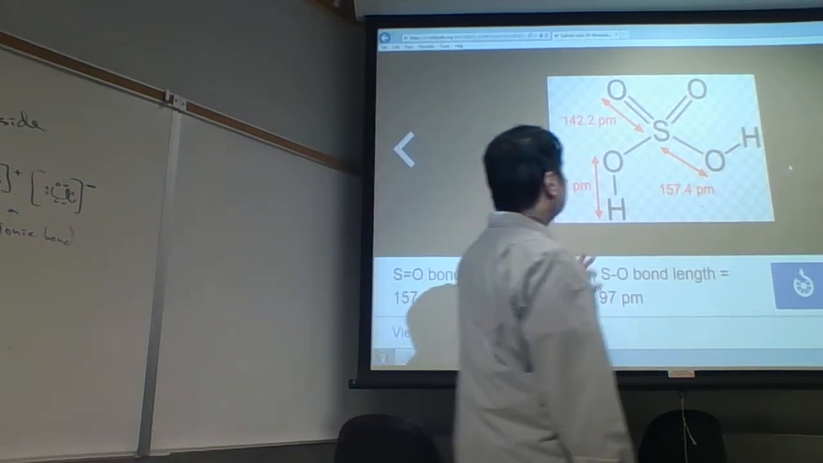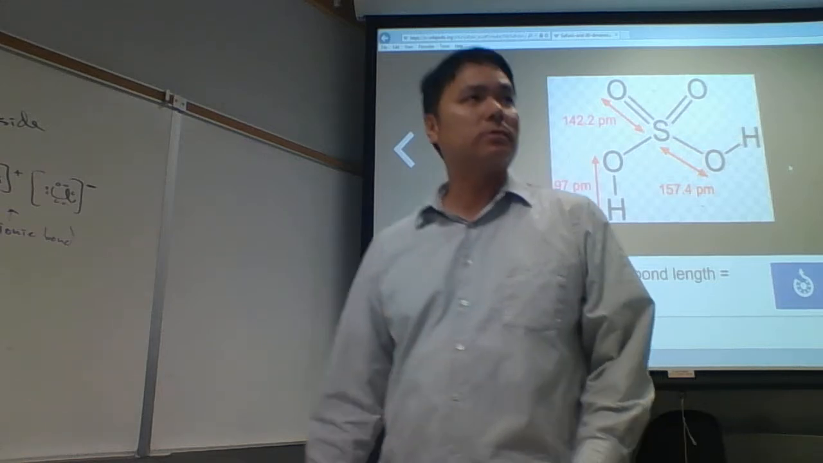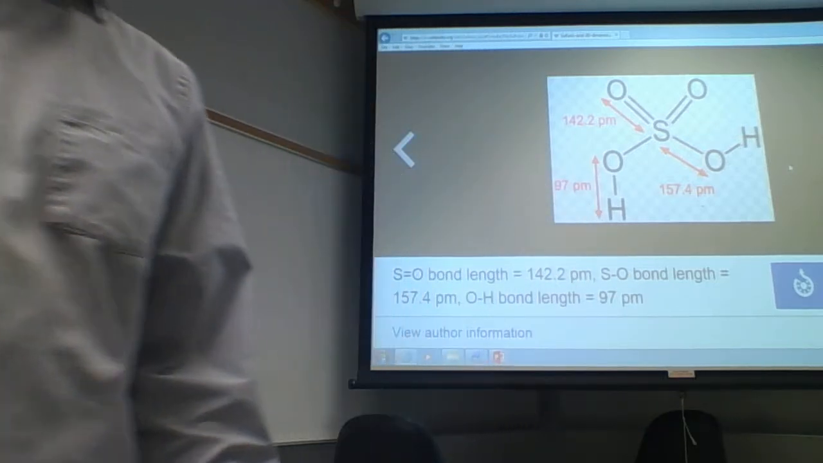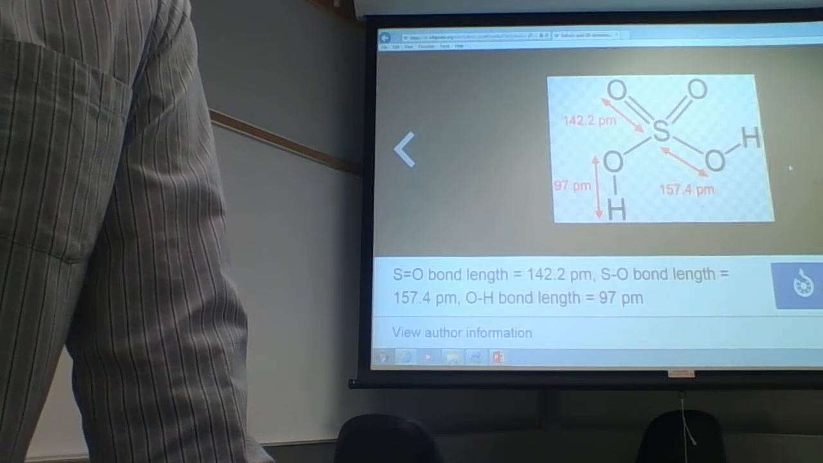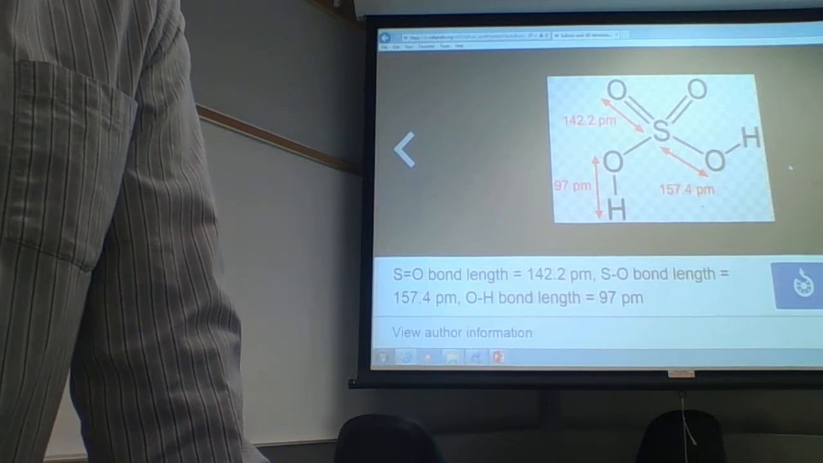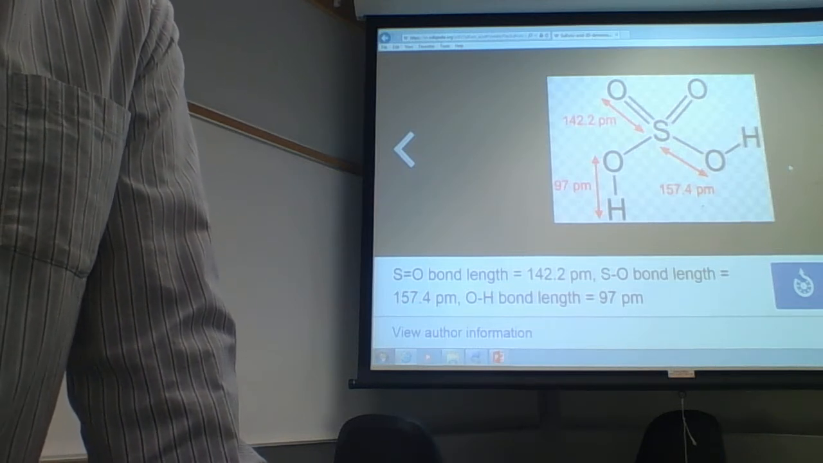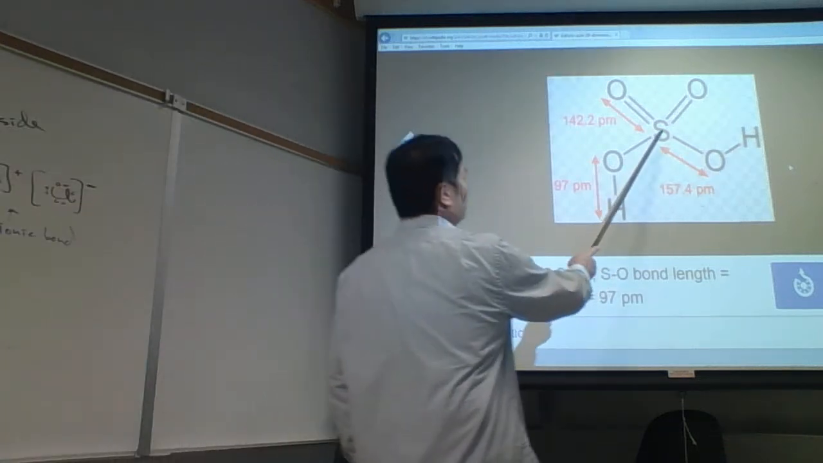But anyway, this is the structure for H2SO4 from Wikipedia. When you look at this structure, what do you see? I see the sulfur is going to be what hybridization? sp3. And then I see two double bonds. Each double bond is going to consist of a sigma and a pi bond. And so if sulfur is sp3, then this would be an sp3.